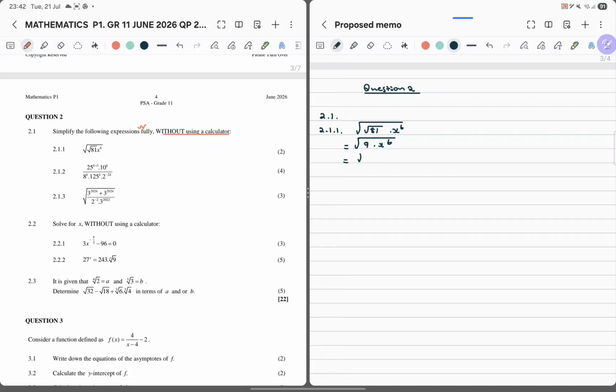Now using our rules of surds, this is square root of 9 times the square root of x to the 6. Now square root of 9 is 3. This one is going to be x to the 6 over 2, when we convert to exponential form. So this gives us 3x cubed as our answer.